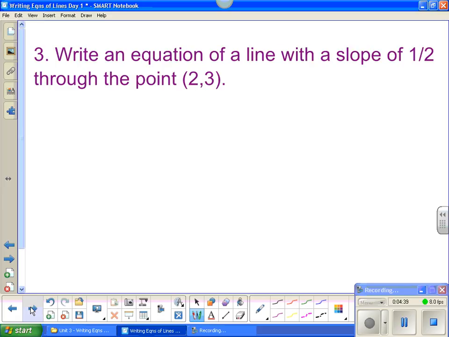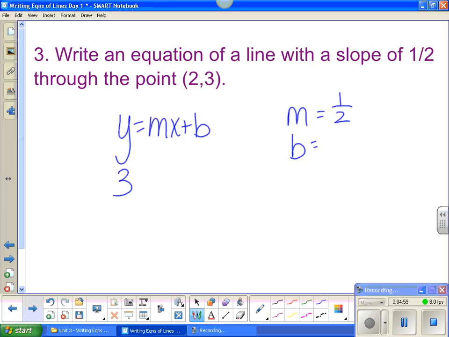Number 3. Write an equation of a line with a slope of 1/2 that passes through the point (2, -3). So write the equation of a line. I know I need m and b. I gave you that the slope is 1/2. So let's see, -3 equals m, which is 1/2, x is 2, plus b.